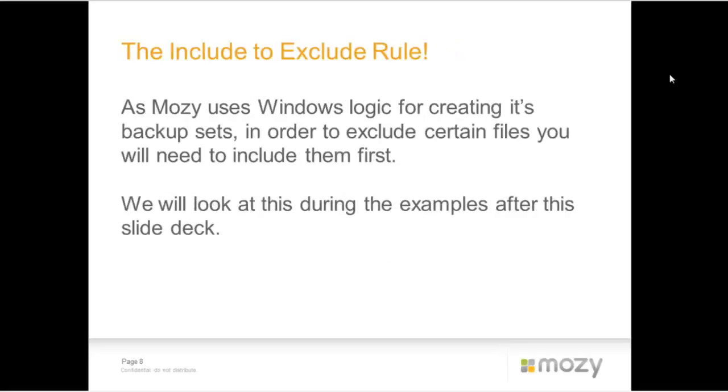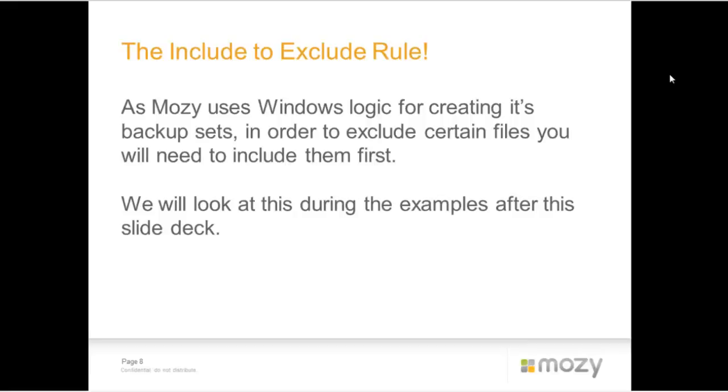So on Windows, this is specific to Windows. To exclude files, there is a process that you have to go through. We use Windows logic for creating backup sets, so in order to exclude certain items, you need to include them first. The easiest way to think of backup sets is that you're just creating a container or a box that you're putting things into to actually back up.